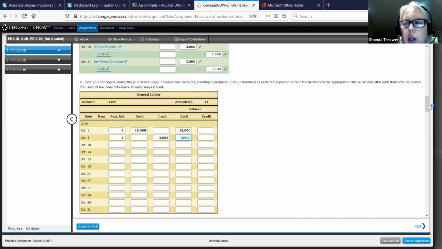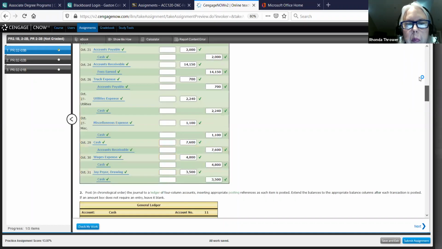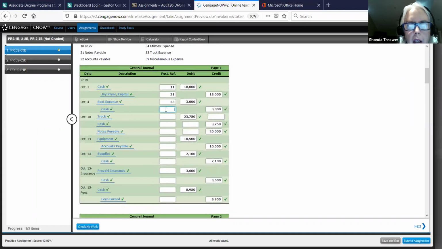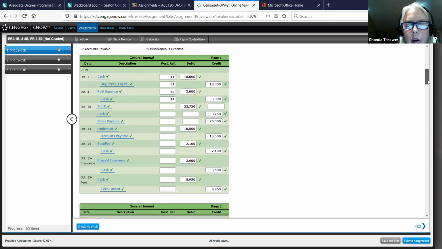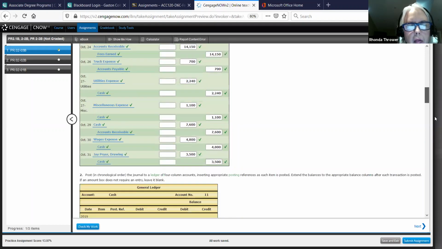Pick up the 1-1 and put it in your journal, and you're through posting the October 4th transaction. Then we're going to look for truck, and we're going to go and see what truck we're going to put. We're going to put an amount of $23,750 as a debit to the truck account in the ledger. So go to your ledger and look for your truck account.